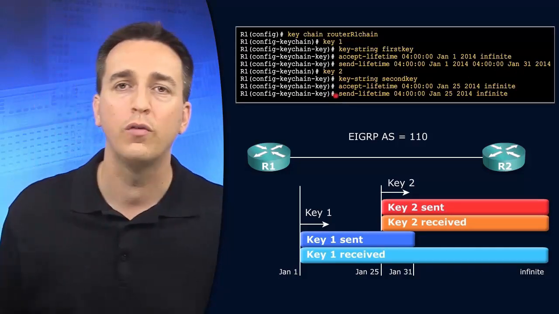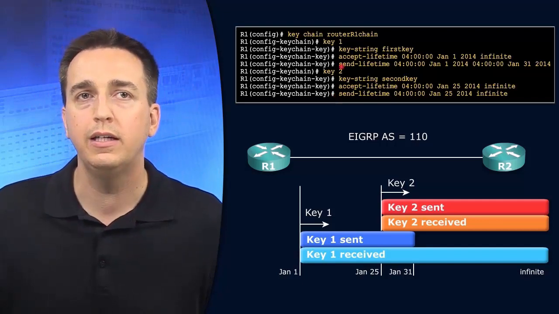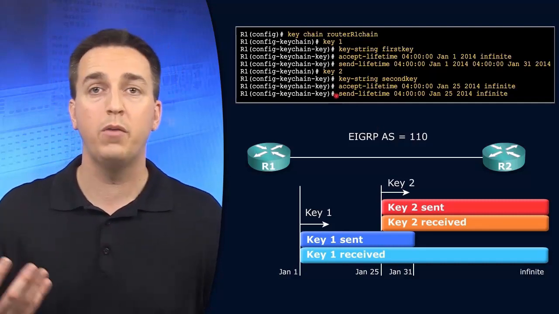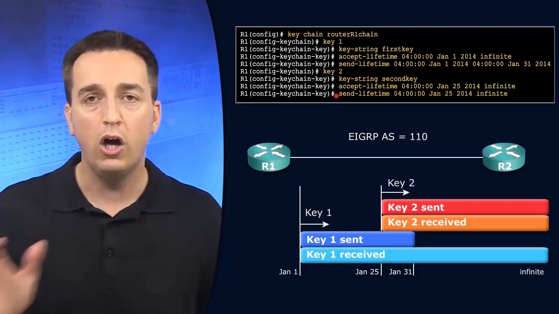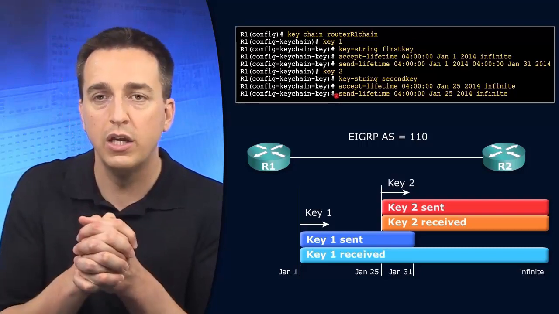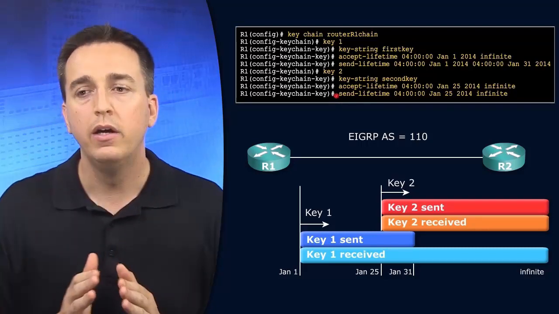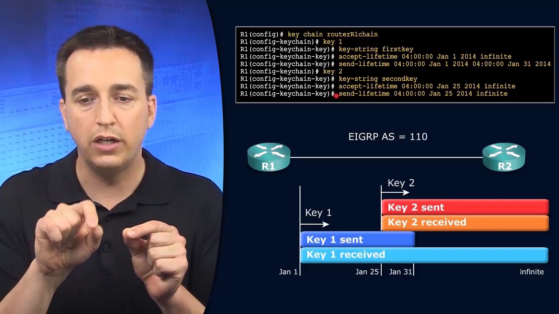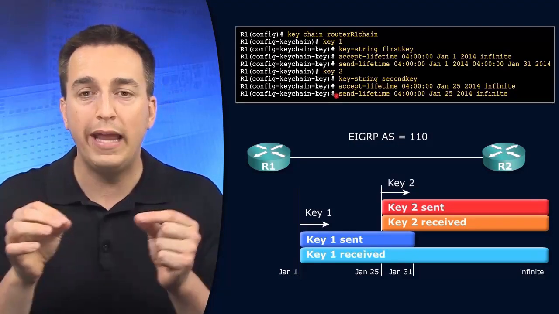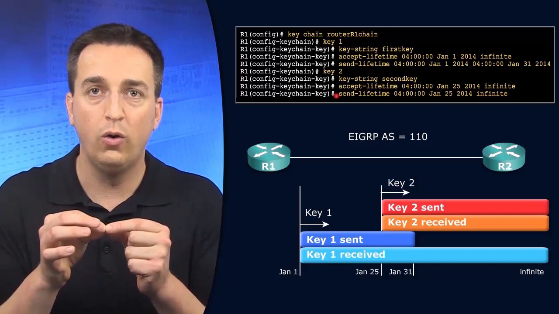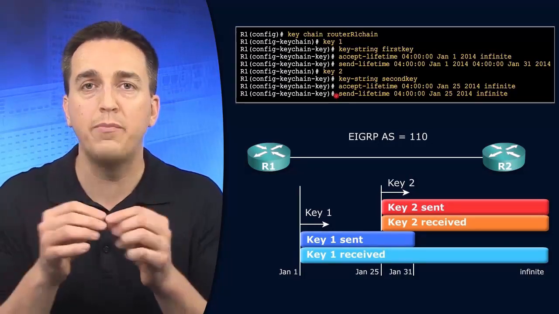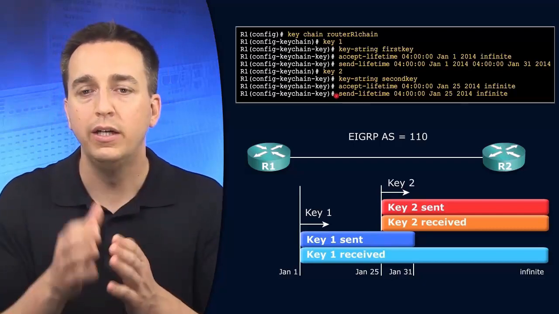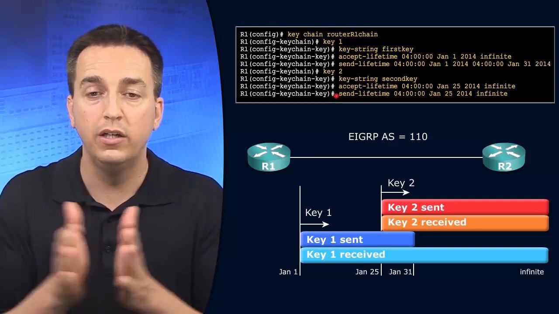So you might be asking, well, why the overlap? Well, if something happens and key 1 is no longer available in the last 5 days of the month, then we still have key 2 that can come on board and take over and be utilized. Also, we want to make sure the transition process happens seamlessly. So we want to ensure that the transition process does not disrupt a neighborship. We don't want any packets to be sent with the wrong keying information or sent with the wrong hash, and then all of a sudden authentication fails between the two routers.